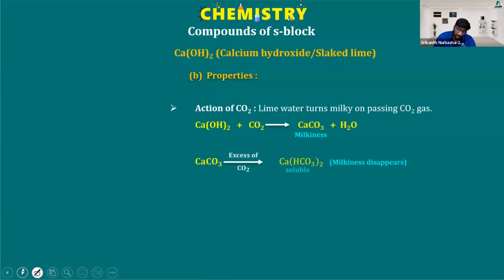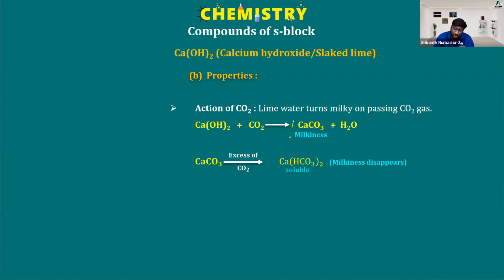Properties, if you try to think of, Ca(OH)2 will react with carbon dioxide to form CaCO3, which will be milky in nature. CaCO3 upon excess of CO2 will form Ca(HCO3)2 taken twice, where the milkiness disappears. Lime water turns milky upon passing CO2 through Ca(OH)2. Lime water turns milky on passing CO2 gas.